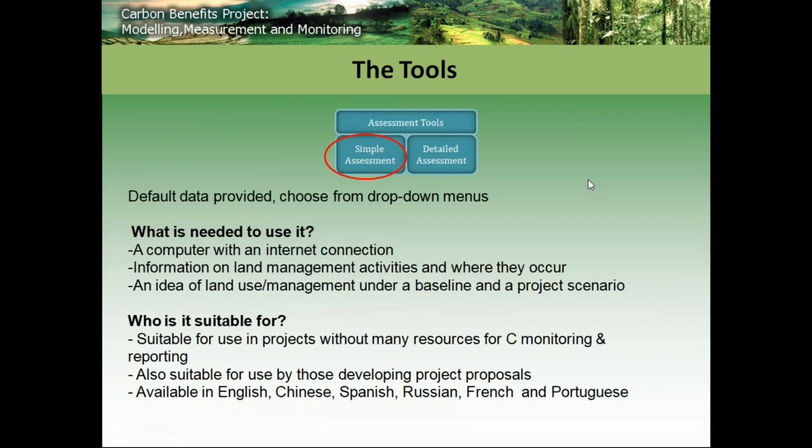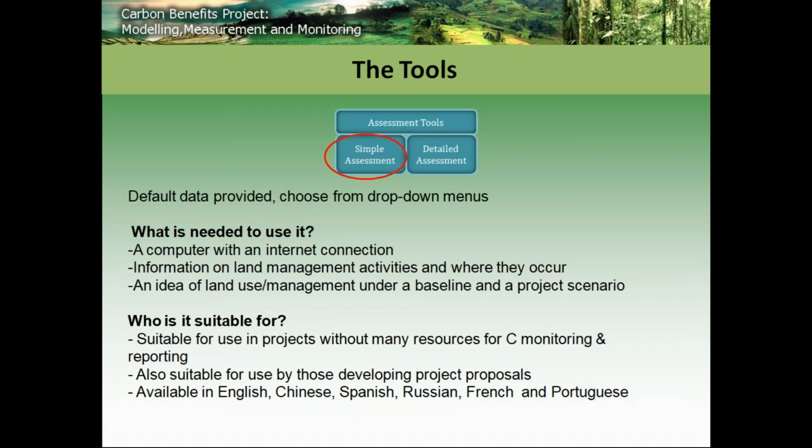Okay, so firstly, let's look at the simple assessment. This, as I said, uses all of these tier 1 emission factors, all of these default emission factors. It also provides an awful lot of information for you, which you choose from drop-down menus. And this is to try to make things as simple and quick as possible for the user. In order to use it, you just need a computer with an internet connection because it's online. You need information on land management activities and where they occur, and you need an idea of land use and management under a baseline as well as under a project scenario.